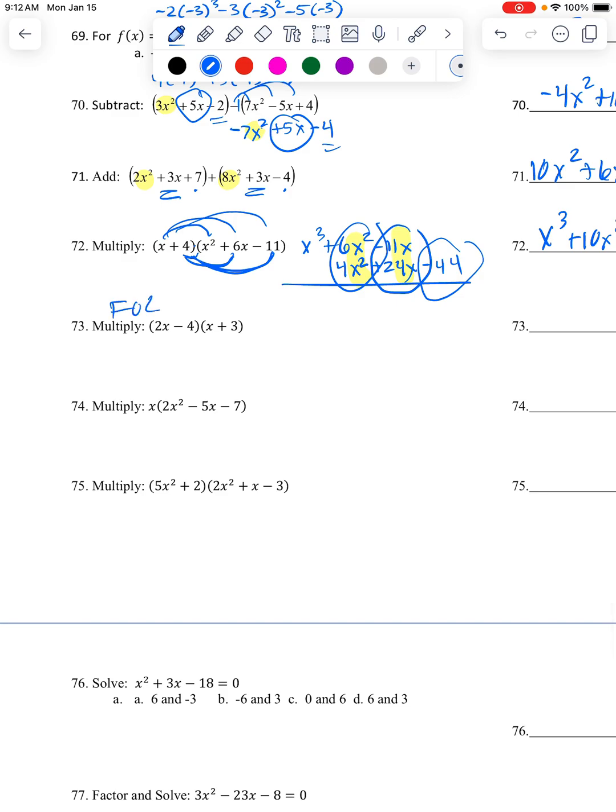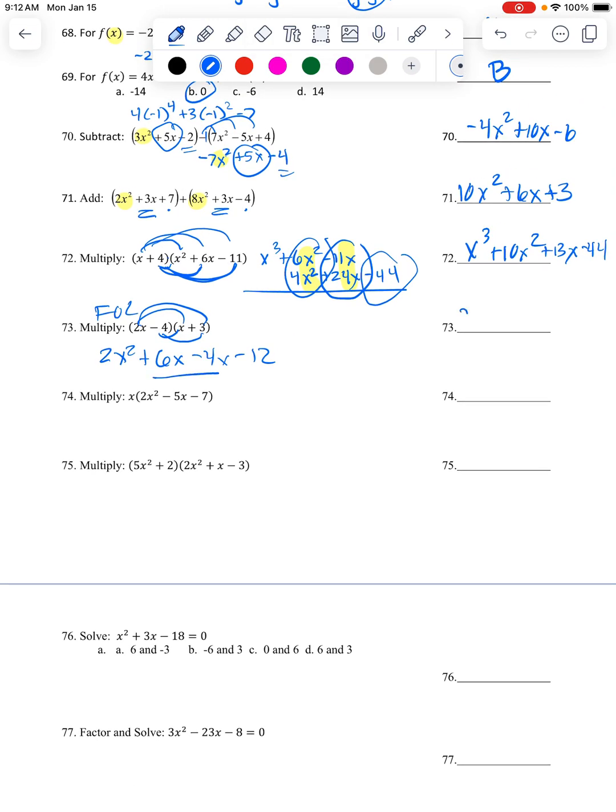This one's straight up FOIL. So I'm going to do my first terms, my outside, my inside, and my last. These can combine, so my final answer is 2x squared plus 2x minus 12.